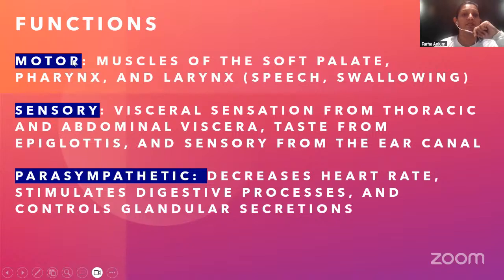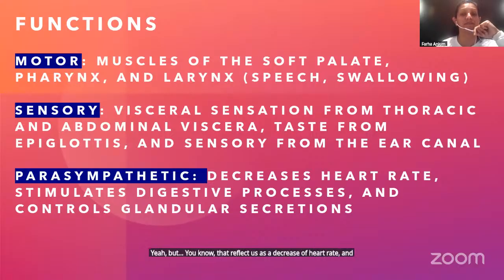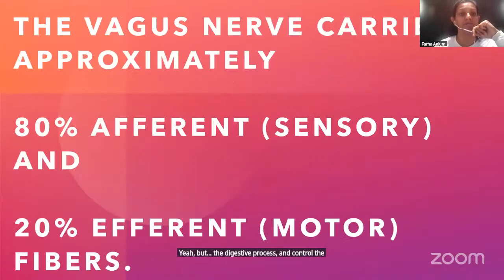So what are the functions? The motor function is the muscles of the soft palate, pharynx, and larynx, for speech and swallowing. The sensory function is sensation from the thoracic and abdominal viscera, taste from the epiglottis, and sensation from the ear. And when the parasympathetic is activated, it causes a decrease of heart rate, stimulates the digestive process, and controls glandular secretion. The vagus nerve is 80% afferent, that means it is sensory, and 20% efferent, that means it is motor.